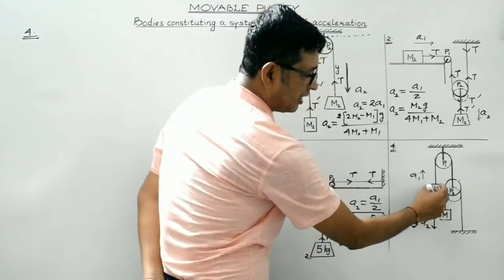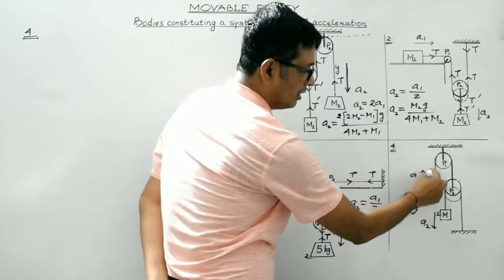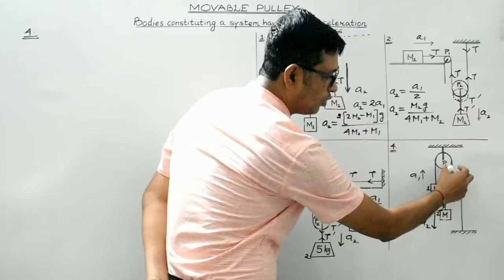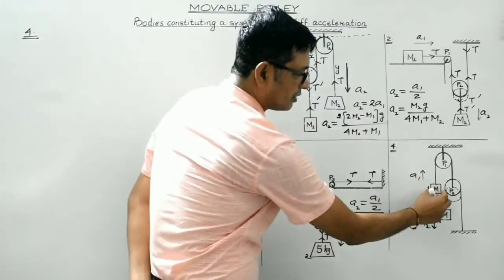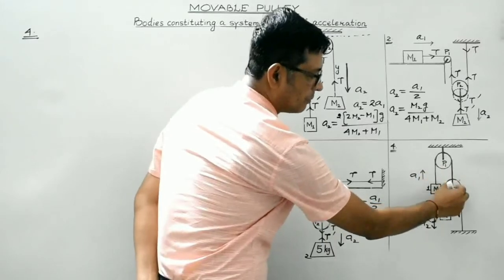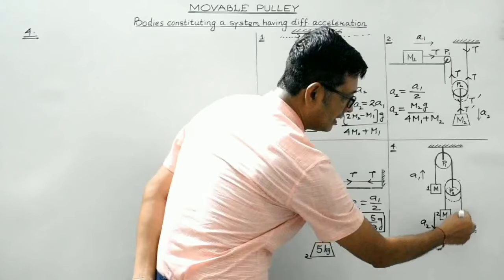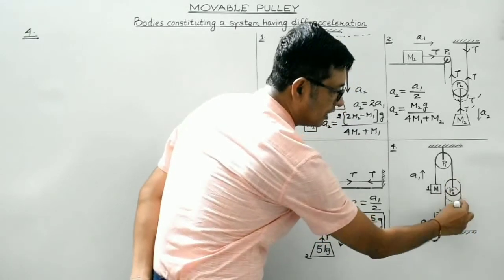If this body is assumed to move upward by a distance of 1 meter, then the length of the string being constant and inextensible, this pulley P2 will go down by a distance of 1 meter. No doubt regarding this. If this moves up by 1 meter, this pulley will come down by 1 meter. Now when this pulley comes down by 1 meter, this length of the string is also constant. So it has 2 arms, so here 1 and here 1 meter.